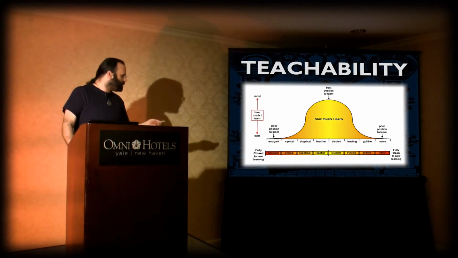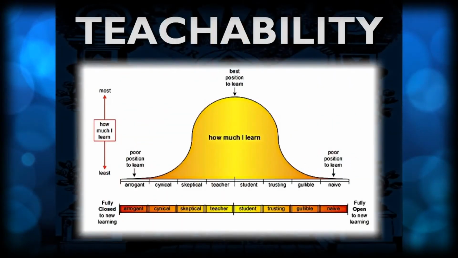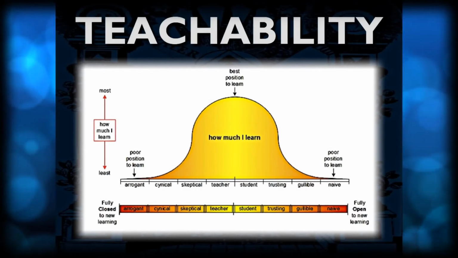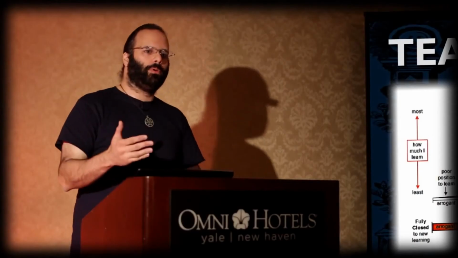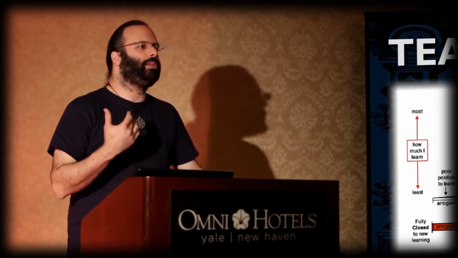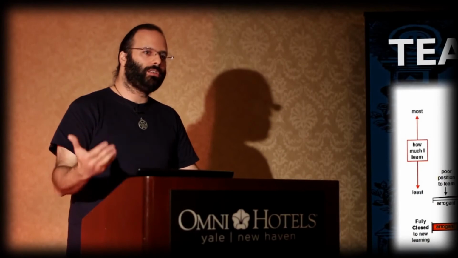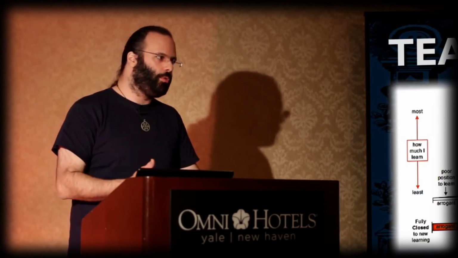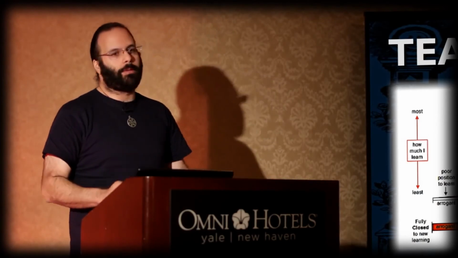The best position to learn is up here at the top of the bell curve. This means you will learn the most if you are here. And that means you're in the balance between teacher and student. It means that you're somewhat skeptical and you're also somewhat trusting. It means that you're able to hold a proposition in your mind without accepting it or rejecting it immediately. It means you will consider the information with an open mind, somewhat trustingly, but also somewhat skeptically.